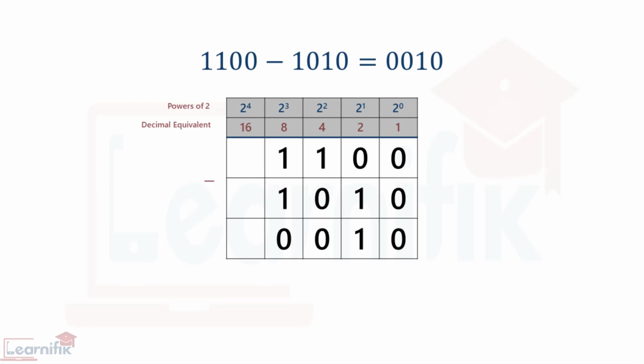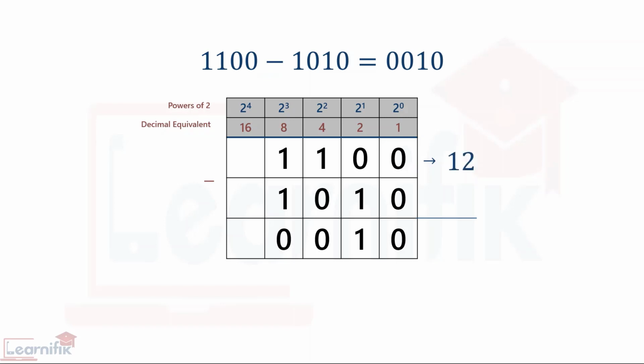Let's check to see if our final answer is correct. 1100 in binary has a decimal equivalent of 12. 1010 in binary has a decimal equivalent of 10. When you subtract 10 from 12, we have a 2. So our answer is correct.